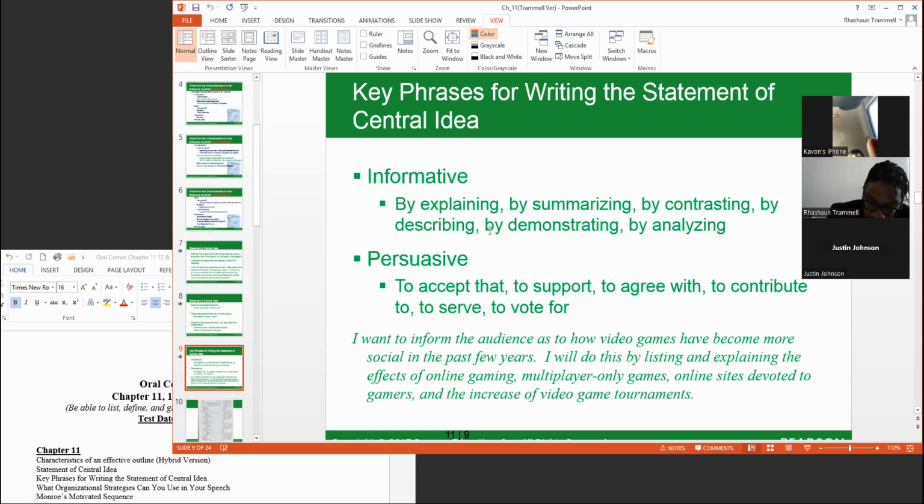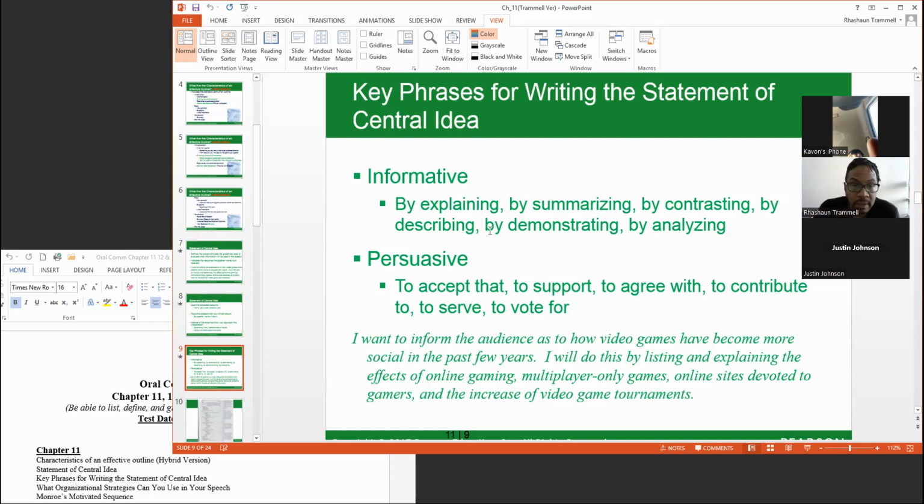Let's see. Is there? Just double checking to make sure I've touched all the topics that I want to touch on. Central idea statement. Okay. So next up, we're going to have. All right.